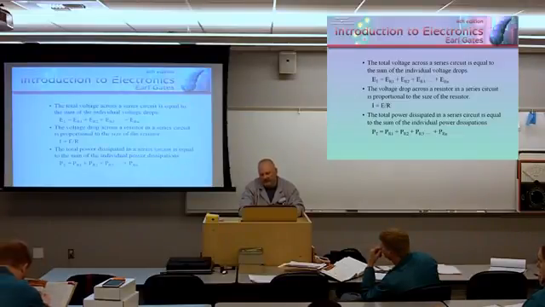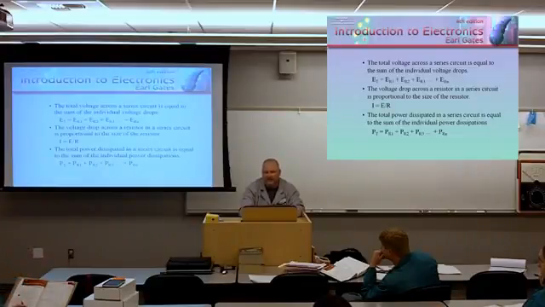Total power in a series circuit or parallel circuit or complex circuit: power is additive. P_T is equal to P_R1 plus P_R2 plus P_R3 plus P_R4. Just add up all the power, and that's going to give you your total power.